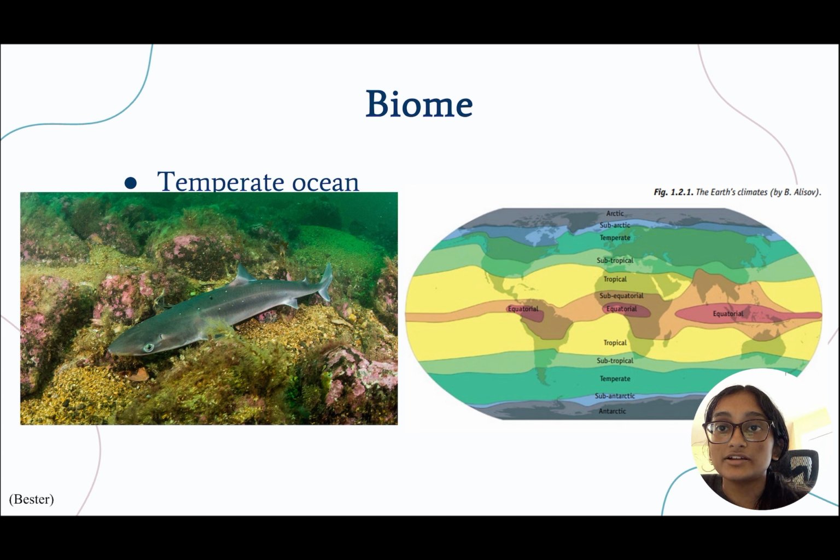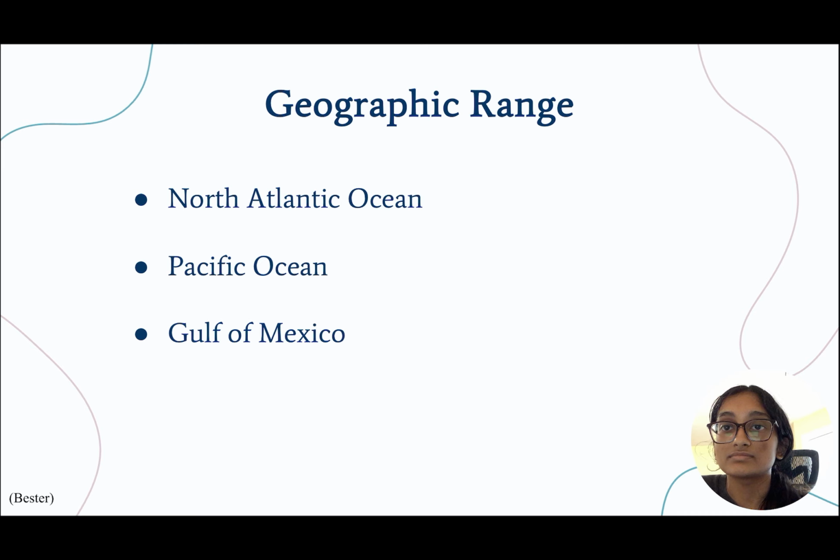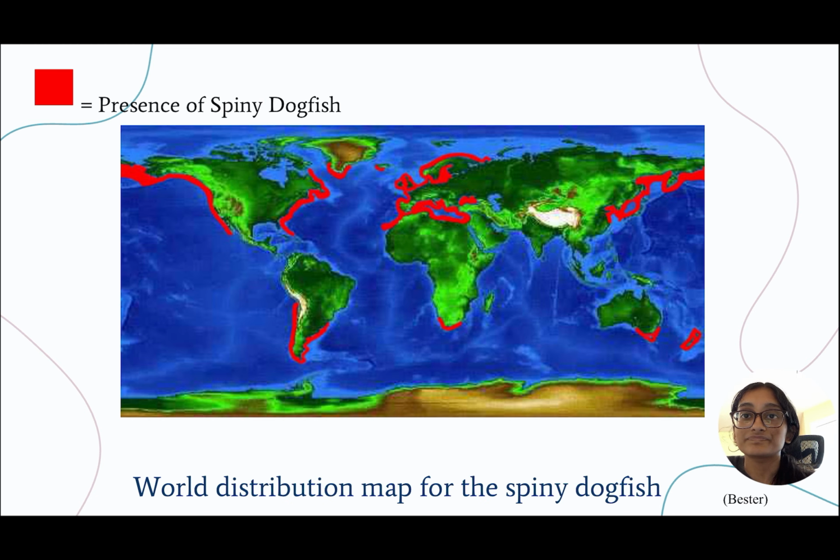The type of biome sharks live in is the temperate ocean. To the right, I have attached an image of a worldwide map showing the region of temperate oceans in the green area. It's like the green closer to the gray and blue areas. The geographic range in the Earth where temperate oceans lie and where Carolina dogfish are found include the North Atlantic Ocean, the Pacific Ocean, and the Gulf of Mexico.